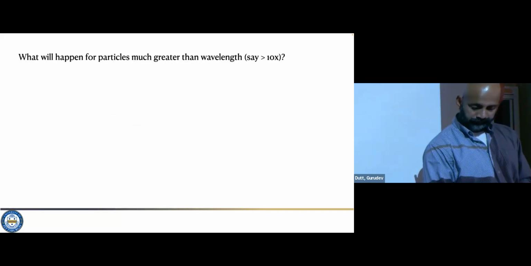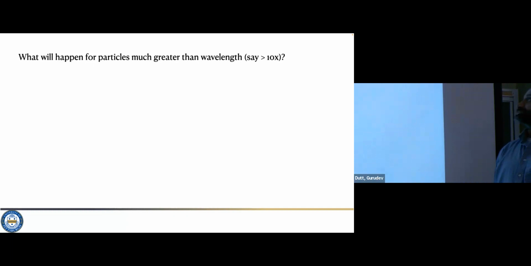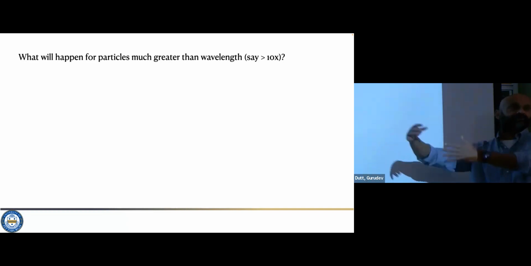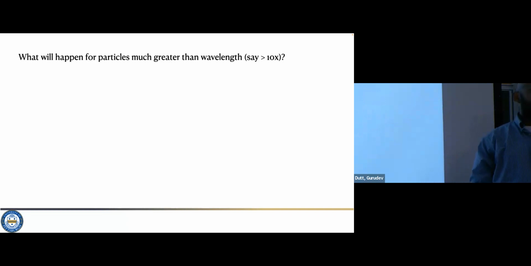Okay, so what happens for particles much greater than the wavelength? We talked about different regimes here. We said atom size much smaller than a wavelength, atom size greater than a wavelength, and atom size comparable to a wavelength. Now I'm talking about atom size much greater than wavelength, say 10 or 100 times greater than the wavelength. Okay?